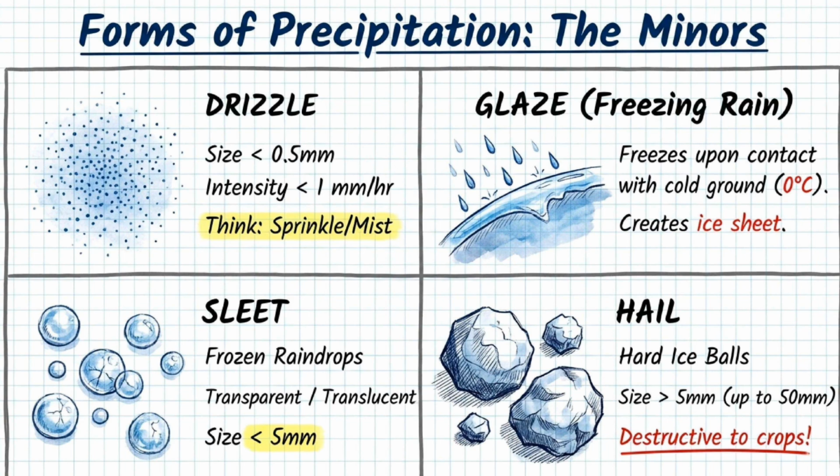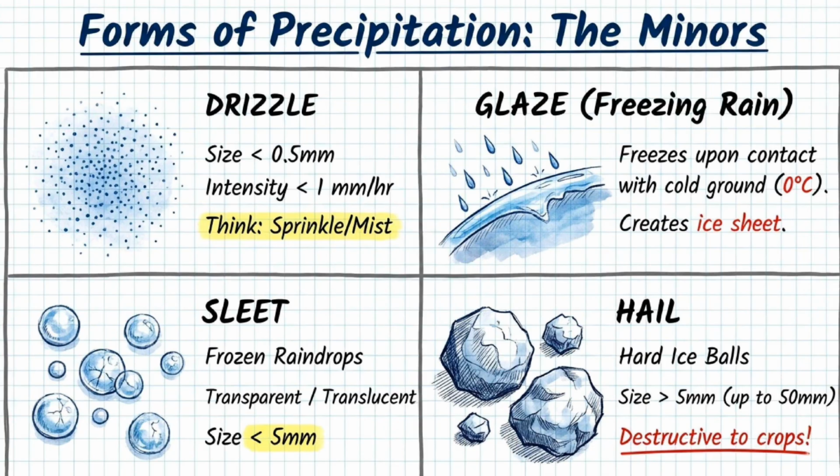The third type is sleet. Sleet is basically frozen raindrops. When raindrops pass through a very cold layer of air, they freeze before reaching the ground. These frozen droplets appear as small translucent or transparent ice pellets, usually less than 5 millimeters in size.